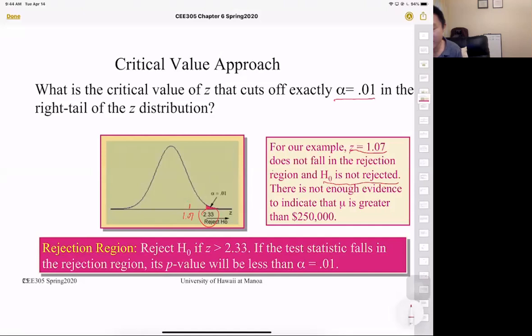So what we conclude is that there's not enough evidence to indicate that the population mean is greater than 250.